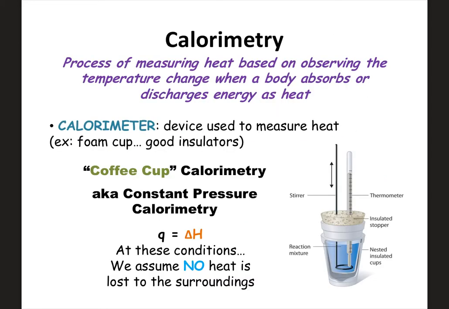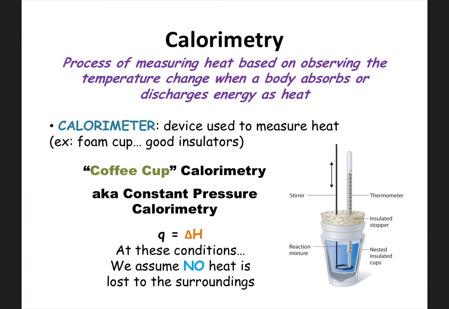Now we want to look at this idea of calorimetry. This is just the idea that we are measuring heat by looking at temperature changes when something either takes in heat or gives off heat. So calorimetry is just talking about measuring heat by looking at temperature changes. A calorimeter is a device that we use to measure heat. And it's got to be a good insulator, so typically we use foam cups. I know that might sound a little weird, but foam cups are pretty good insulators.